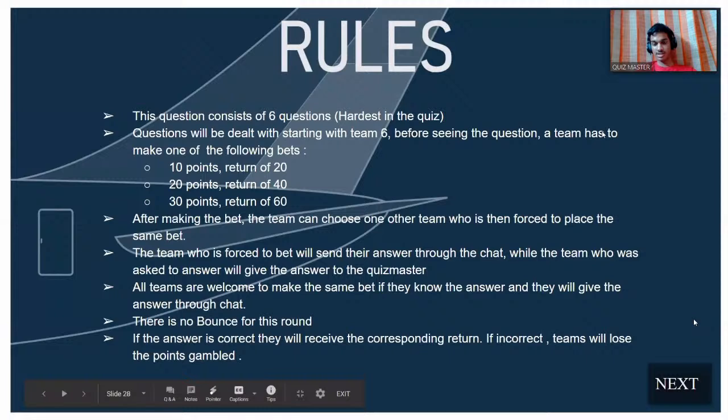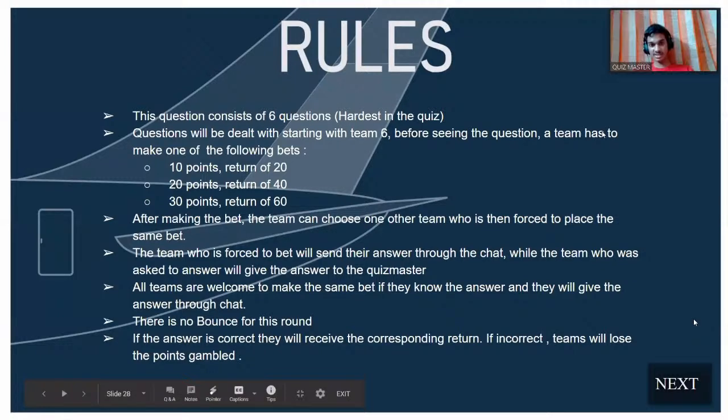Do the scorekeepers consider negative 20? When you bet 20 points, you're essentially giving us 20 points, and if you get it right, we'll give you back 40 points. We will keep those points if you get it wrong. Do you guys get what I'm saying? Someone say yes, please. Which team's direct is this?